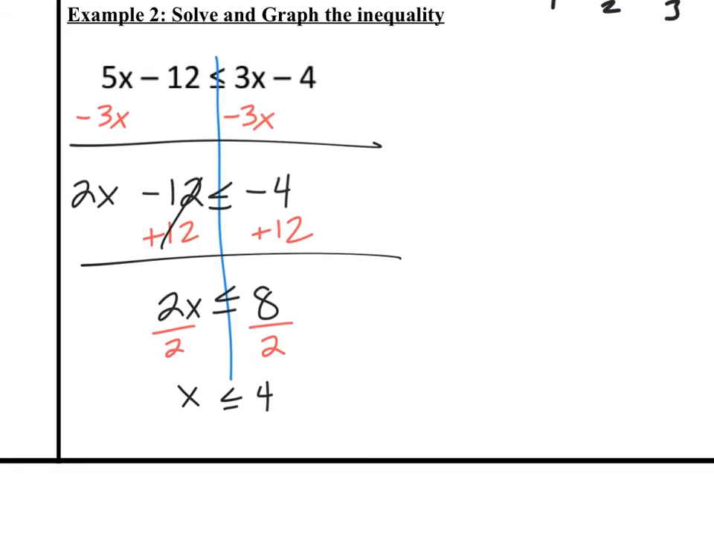It says solve and graph, so let's graph it. We're at 4. Let's get two numbers surrounding it, 3 and 5. Less than or equal to should be a solid circle. And since it's less than, it's going down.